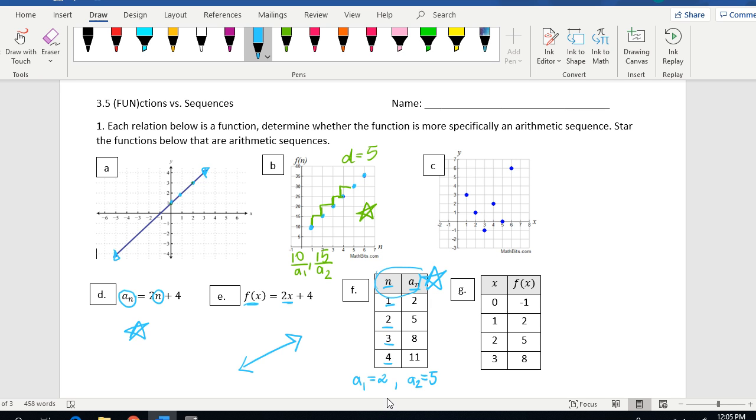Letter G, based off the notation x and f of x, I would say that this is not an arithmetic sequence, but I could create one based off the information. But given this, I'm just going to say it's not an arithmetic sequence.